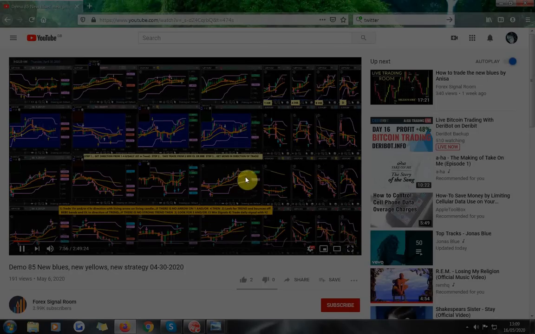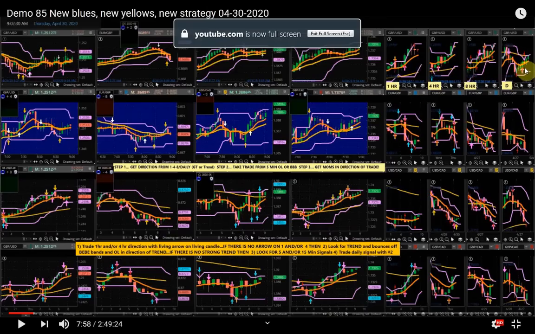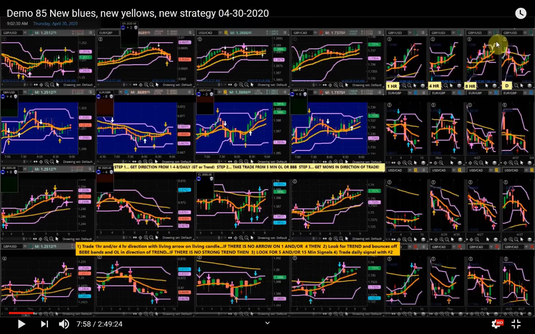Let's have a look. Yeah, GU 4 hour. You've got this move up here. There's no blues here or here saying it's going to reverse, so you should be thinking I'm going with a trend. Okay, look at the pullback candle here.